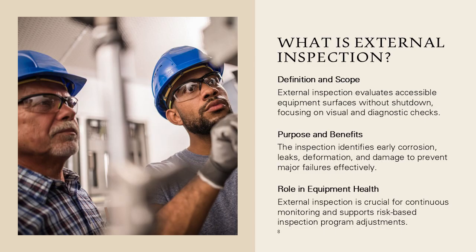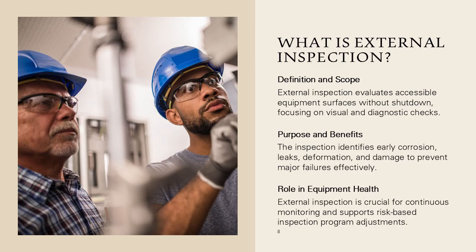External inspection refers to the assessment of equipment surfaces, structures, and attachments that are accessible without opening or shutting down the equipment. This slide explains that external inspection typically includes visual surveys, surface condition evaluations, and secondary diagnostic checks that can be performed while the equipment remains online. The purpose of this inspection type is to identify early evidence of external corrosion, coating breakdown, deformation, leaks, vibration-induced damage, and structural abnormalities.